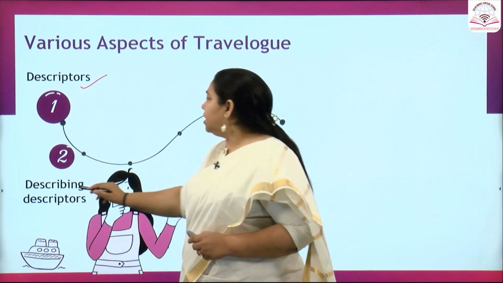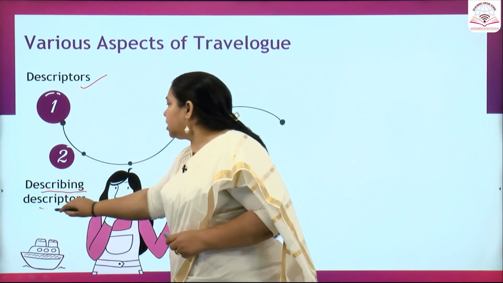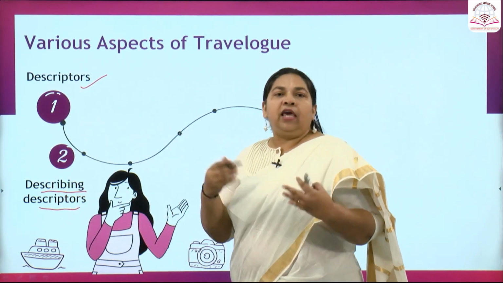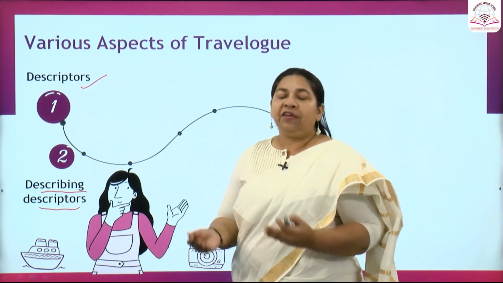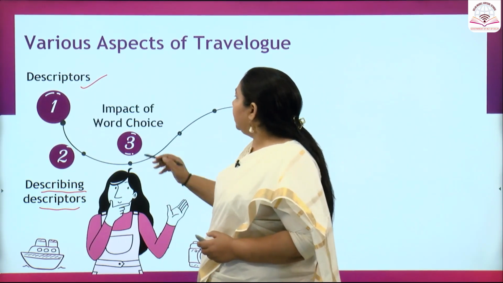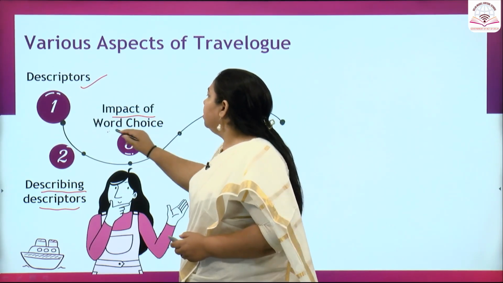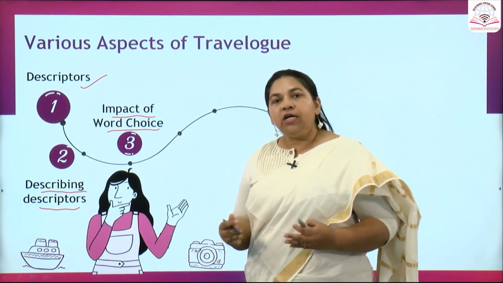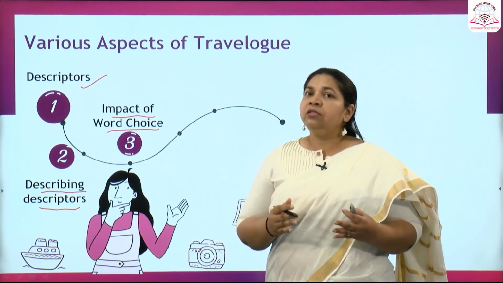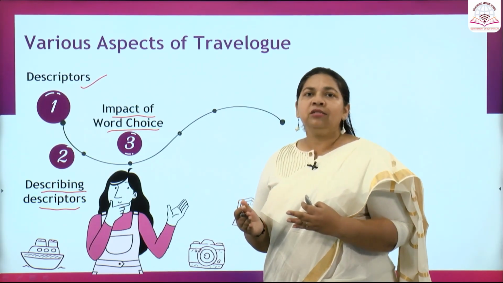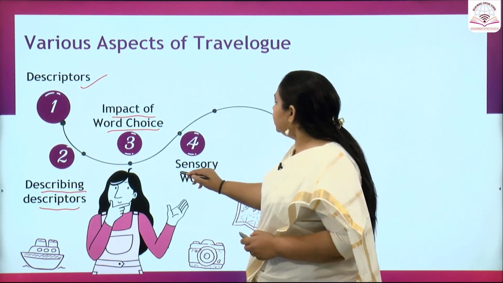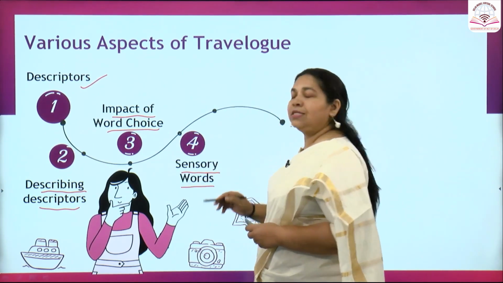And then comes describing those descriptors. We have to describe the people, their attitude, their dress, their traditions, everything. And then is the impact of word choice. The words which we choose may create a positive connotation or a negative connotation or a neutral connotation. The next is sensory words.